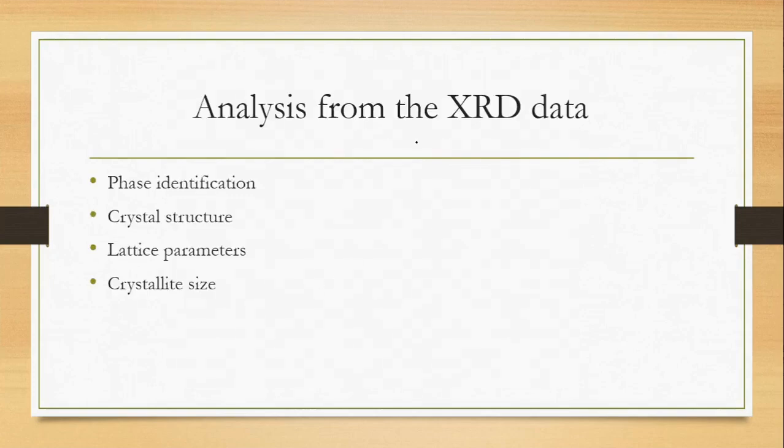So from this graph, what can we identify? What can we analyze? So first thing we do is we analyze its phase. So what is it? Like, what is this sample? Next is we can look into its crystal structure. We can look at its lattice parameters. And the other thing we can look into is its crystallite size. There's a lot more, but these are some of the basic ideas here.